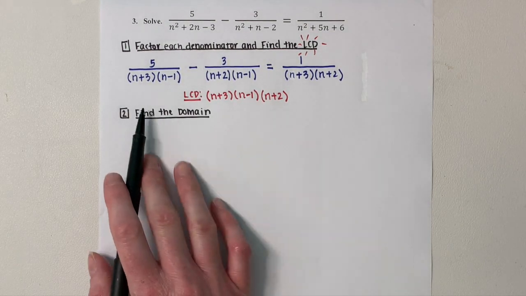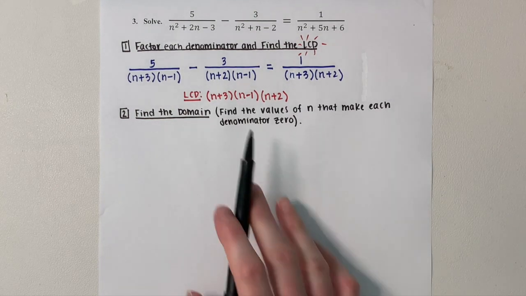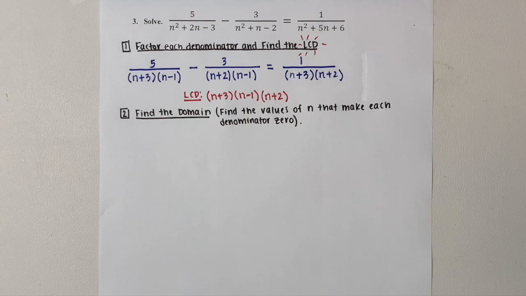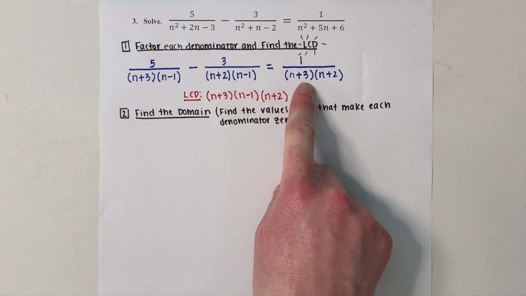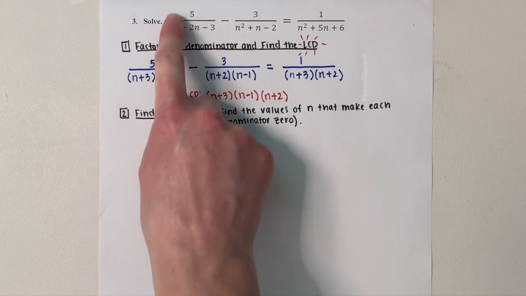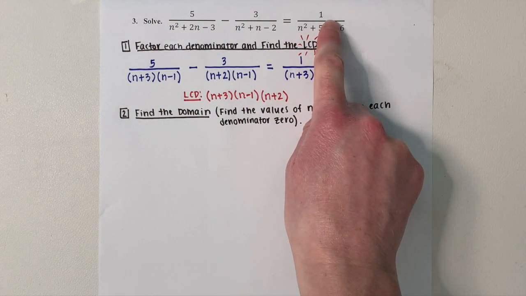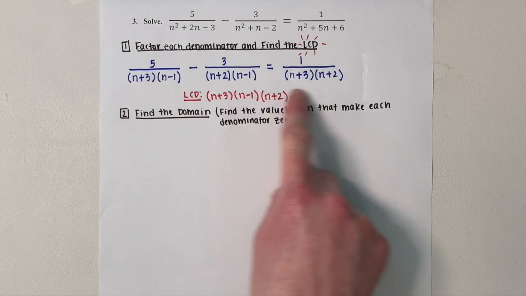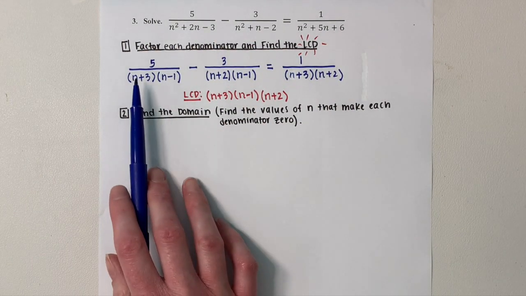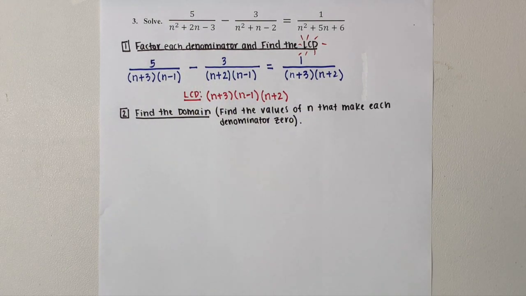For step 2, we find the domain, and to do that, we find the values of n that make each denominator 0. Now, once you've factored, you want to look at the factored form for the rest of the problem. So don't look at the original form anymore. Completely ignore it. We're going to rely on the factored form for the rest of the problem. So let's figure out what values of n make each denominator equal to 0.